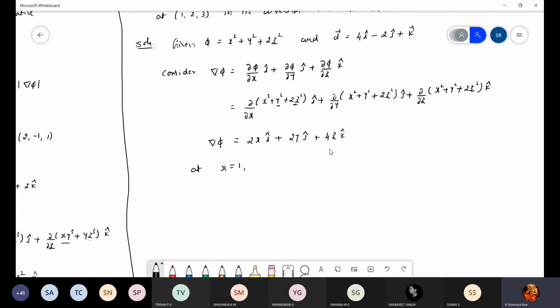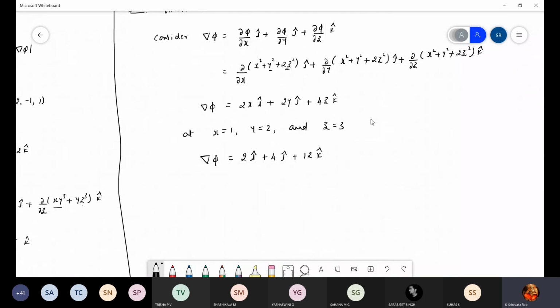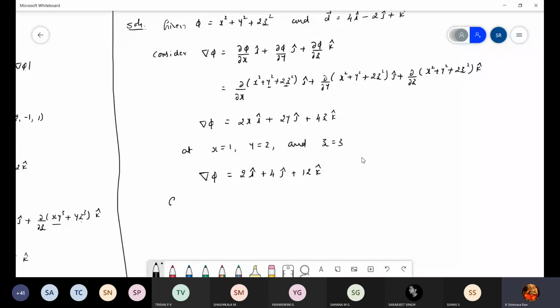At x equals 1, y equals 2, and z equals 3, substitute the points. So what is grad phi? Grad phi equals 2i cap plus 4j cap plus 12k cap. Okay, so if it is a 6 marks problem, definitely you will get 2 to 3 marks up to here.